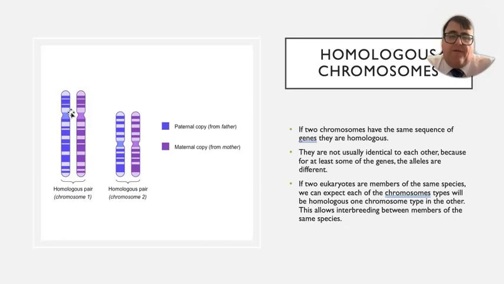If we have 2 eukaryote organisms of the same species, so 2 humans or 2 cats or 2 dogs or 2 fish, 2 lizards, we can expect that they will have the same chromosome types and that they will be homologous to each other. That means you can have interbreeding between members of the same species. The fact that we have these homologous chromosomes within a species means that members of the same species can actually breed together.